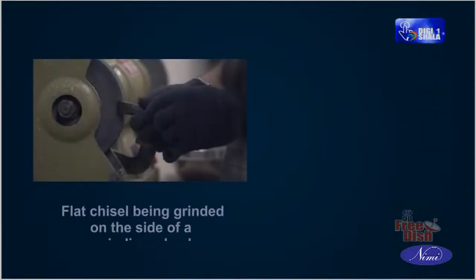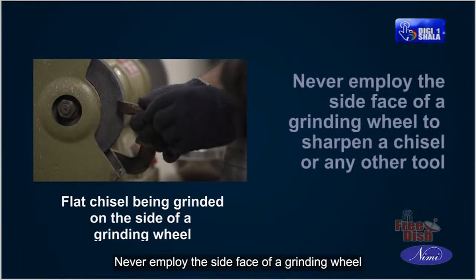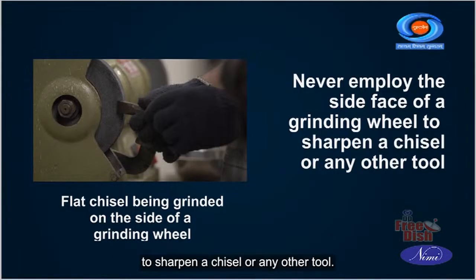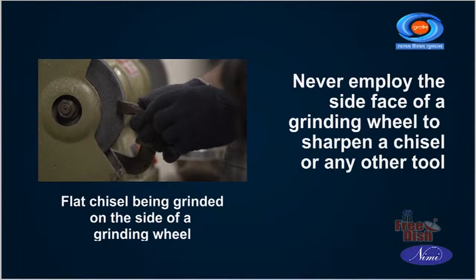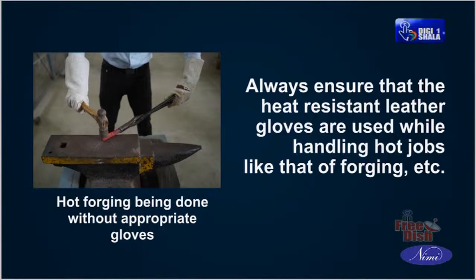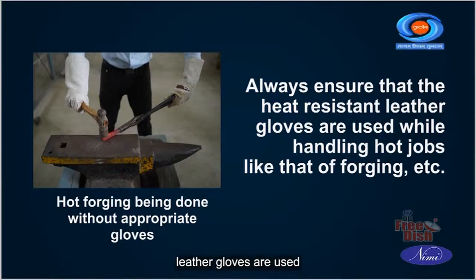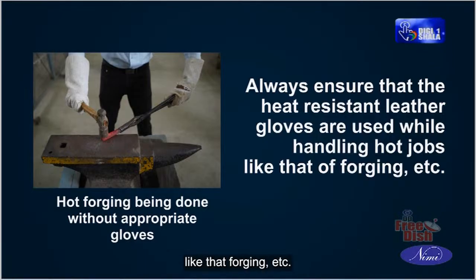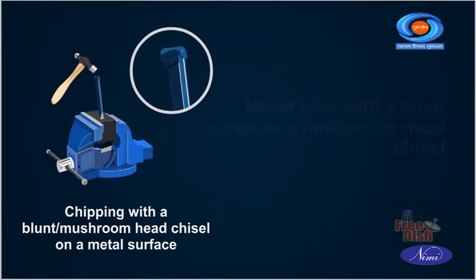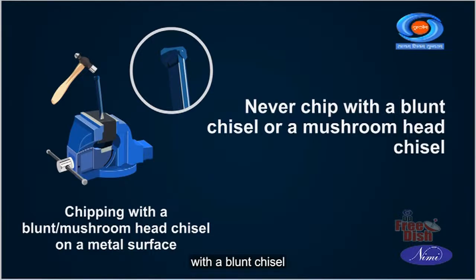Precaution number 4. Never employ the side face of a grinding wheel to sharpen a chisel or any other tool. Precaution number 5. Always ensure that heat-resistant leather gloves are used while handling hot jobs like that of forging, etc. Precaution number 6. Never chip with a blunt chisel or a mushroom head chisel.